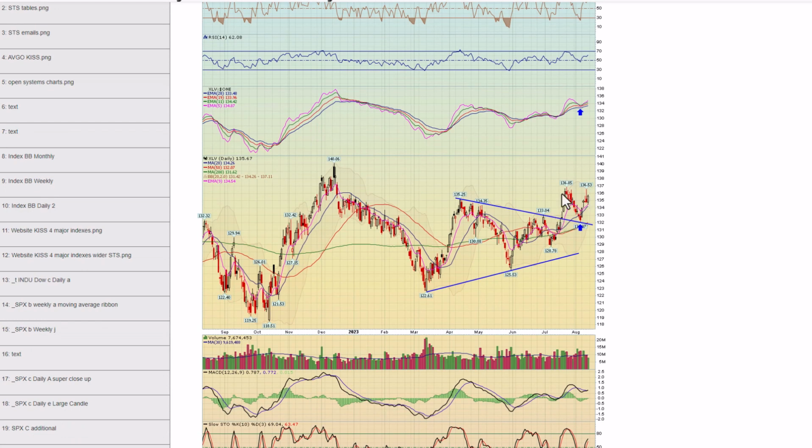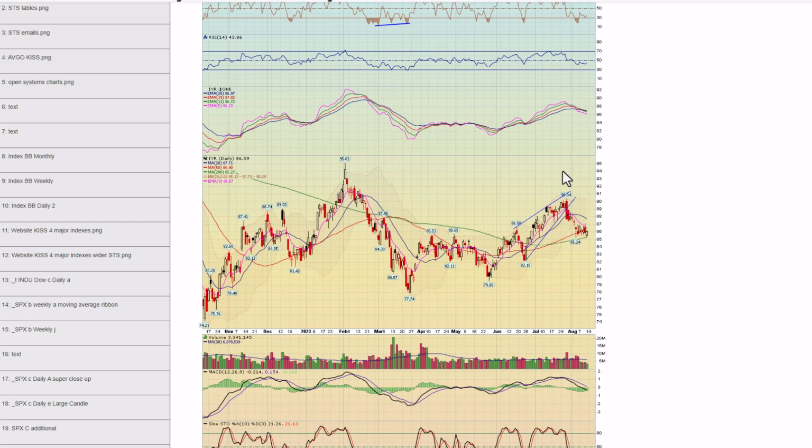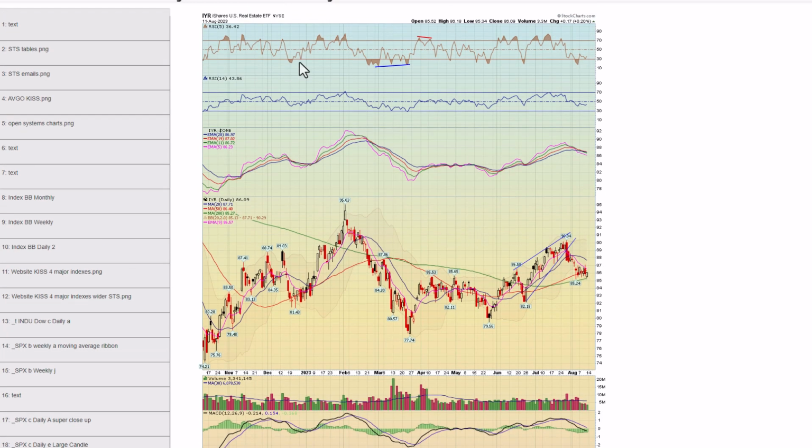You broke out of the coil in July, rallied up, pulled back, back tested the coil trend line, found support there. That was a low risk area to buy. And it looks great. Rallied off of there. It looks good. Next, Jabber 68, IYR real estate.